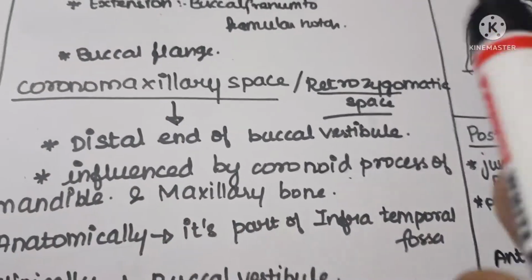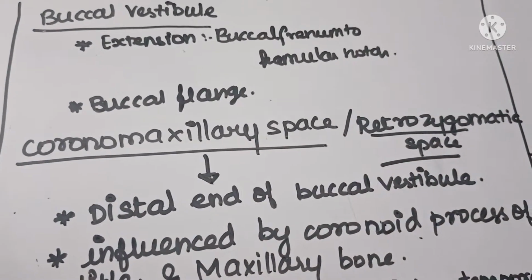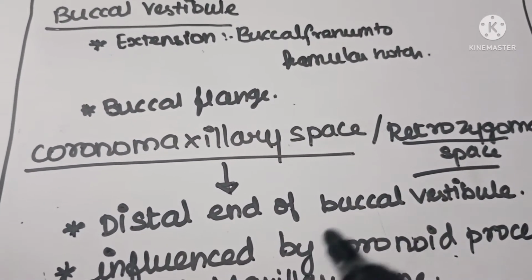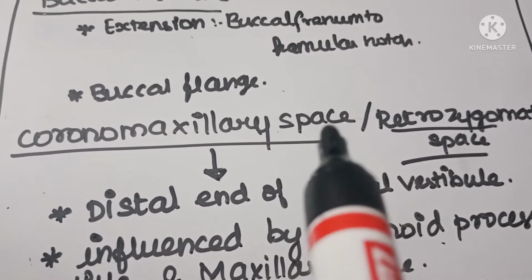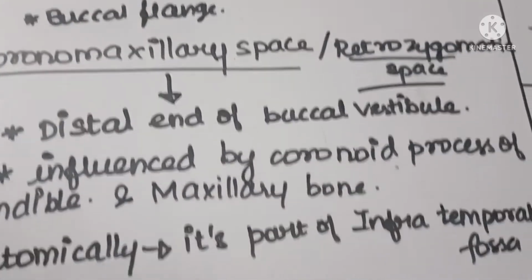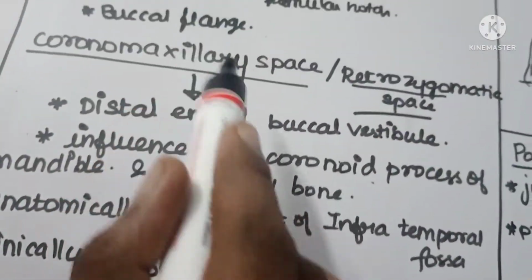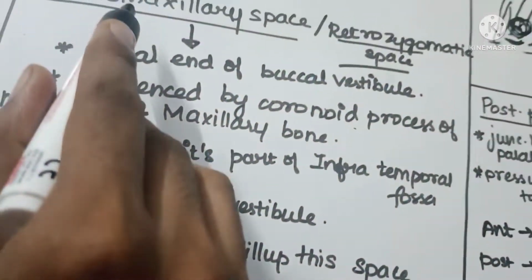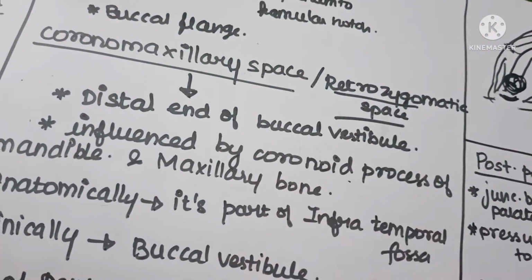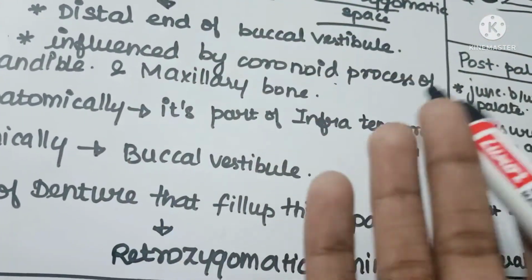There is one interesting clinical feature in this buccal vestibule, that is the coronomaxillary space or retrozygomatic space. This coronomaxillary space is the distal end of the buccal vestibule, and it is influenced by the coronoid process of the mandible as well as the maxillary bone. Anatomically it is a part of the infratemporal fossa, whereas clinically it is the buccal vestibule. The part of the denture that fills up the coronomaxillary or retrozygomatic space is known as the retrozygomatic eminence.